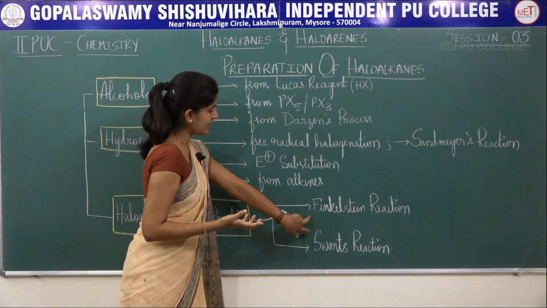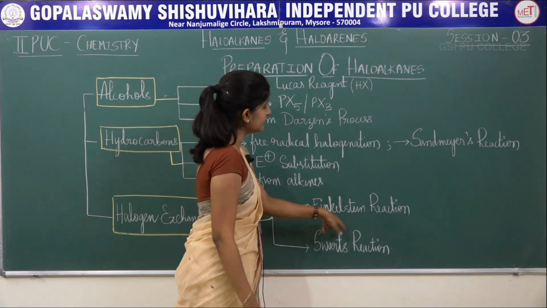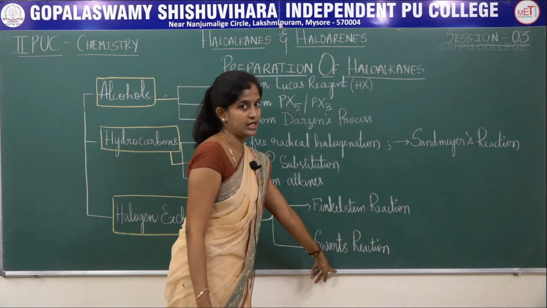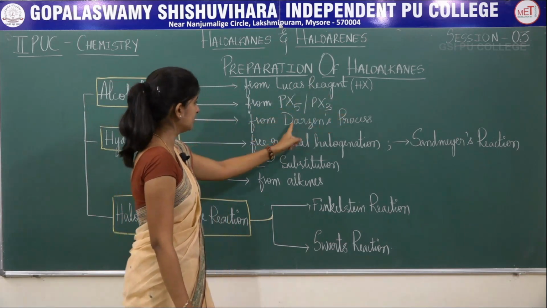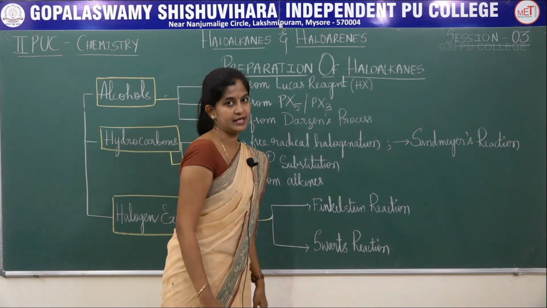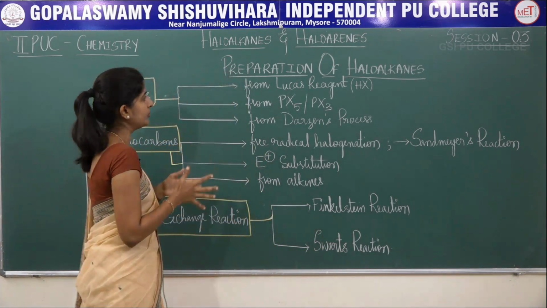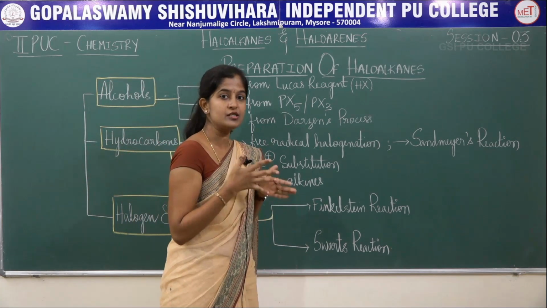There are two named reactions, two halogen exchange reactions, very important for your board level. One is the Finkelstein reaction, the other is the Swarts reaction. So totally: Lucas reagent, that is your Groves process, Darzens process, Sandmeyer's reaction, Finkelstein and Swarts reaction. There are 5 named reactions in your preparation of haloalkanes, which you have to note on the last page of this notebook.